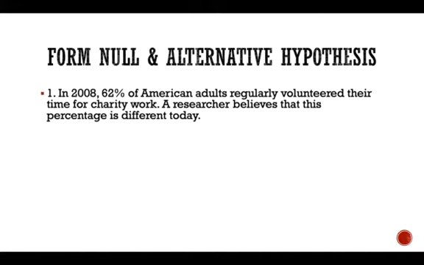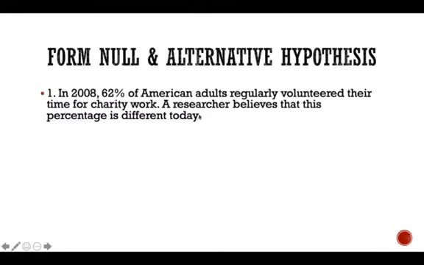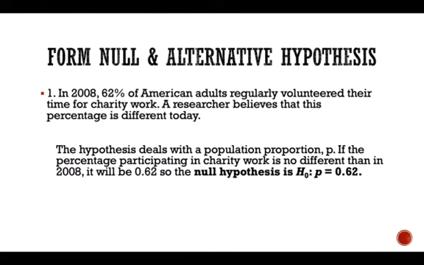Okay, so let's begin. In 2008, 62% of American adults regularly volunteered their time for charity work. Researchers believe that this percentage is different today. Now, my null hypothesis is always a statement of equality. So if we go back, the null hypothesis is a statement of status quo, no difference. So the null hypothesis here is going to be that the population proportion is 62%, or p equals 0.62.